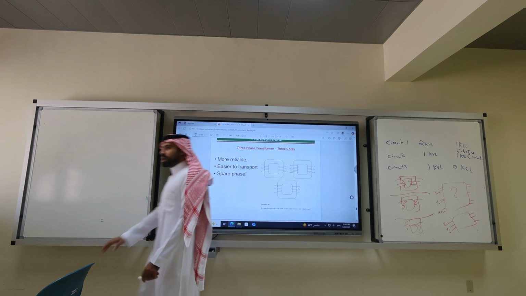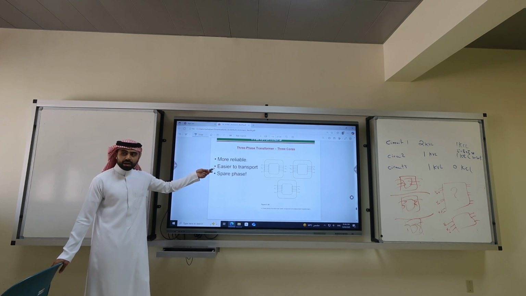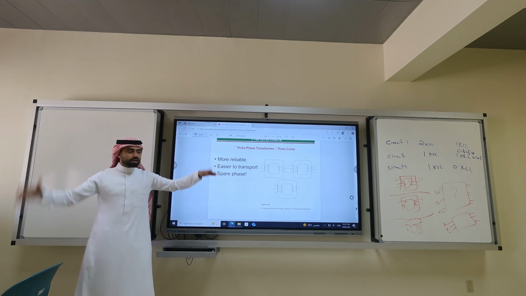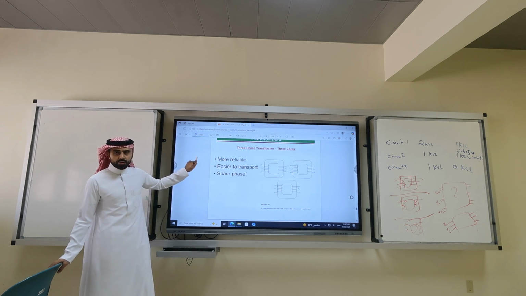Are they easier to transport? Yes. You can carry 3 small transformers in a trailer. It's easier to put them than a big giant transformer. And also you get the spare phase. If one fails, the other will still work.